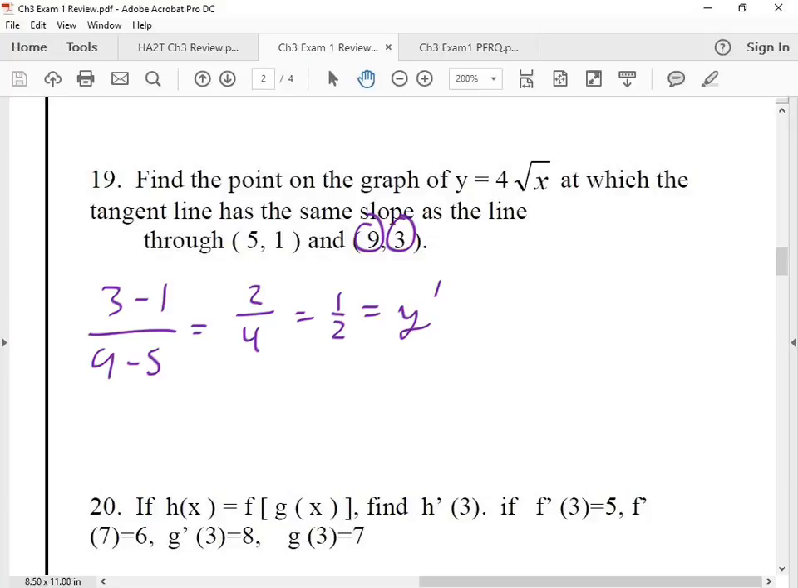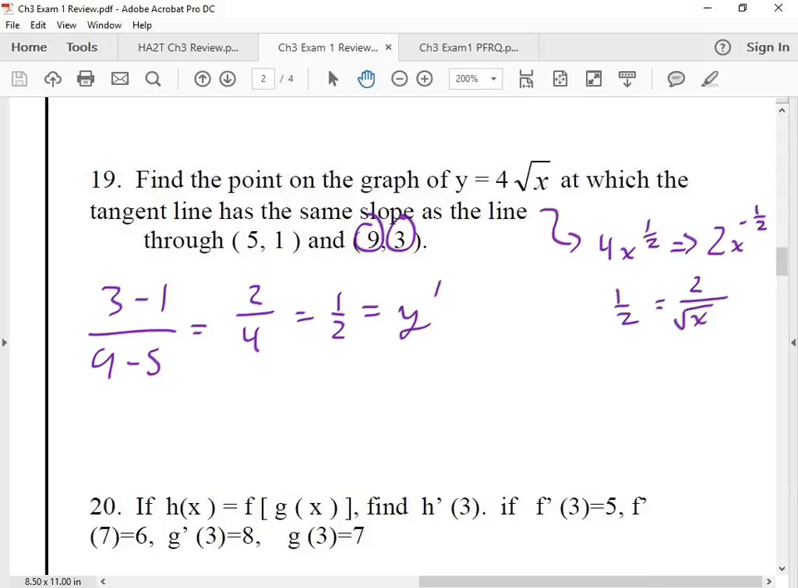Do we have to do chain rule in that one? No. Let's rewrite it: 4x to the 1/2. Is there a function inside of the function here? No. If you do chain rule, you'll still get the same thing. So I drop the 1/2 and get 2, now x raised to the negative 1/2, which is 2 over the square root of x. I put the x in the bottom because of the negative exponent. Is everybody good? All right.